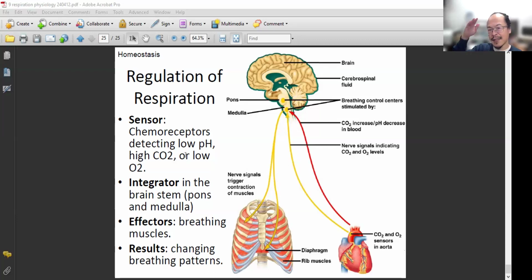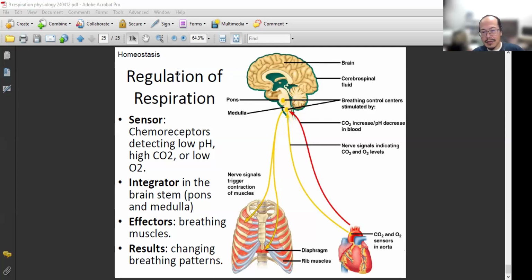In order to maintain that homeostasis, we need to have the sensors. Those sensors are different kinds of nerve endings, in this case chemoreceptors, located in the blood vessels. They will sense low pH, which indicates high CO2, or they can also sense low O2. They are different kinds of sensors sensing different things. Then they send this information to the integrator.